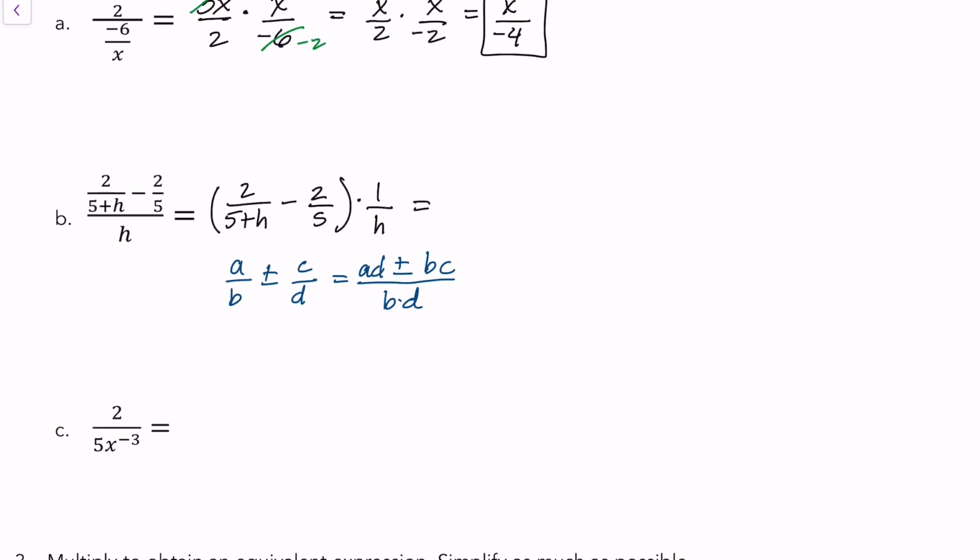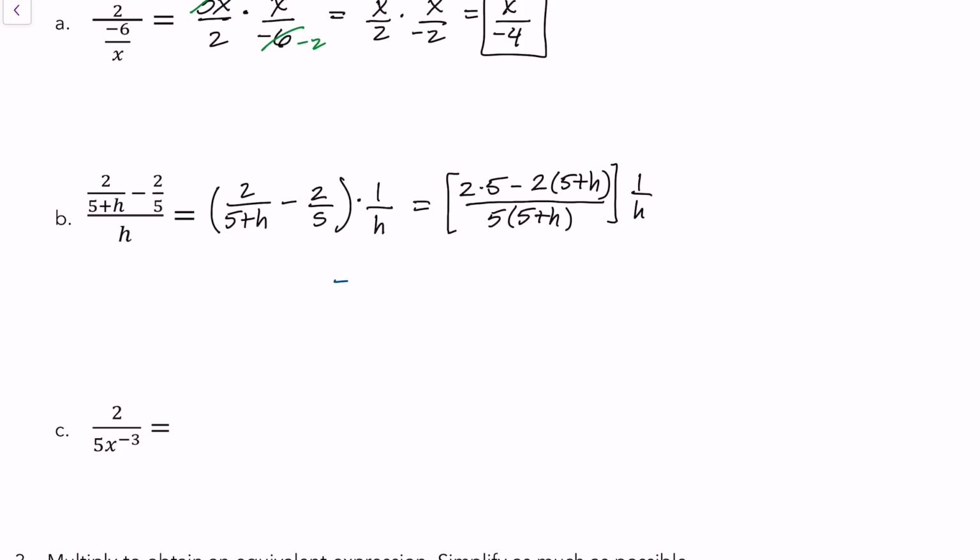So I'm just going to use the same rule in the parentheses over here. Okay. So if we use that rule, this becomes 2 times 5 minus 2 times 5 plus h, all of that divided by 5 times 5 plus h. And remember that all of that is multiplied by 1 divided by h. And now I'm going to get rid of all this stuff because I'm going to need a little bit more space.